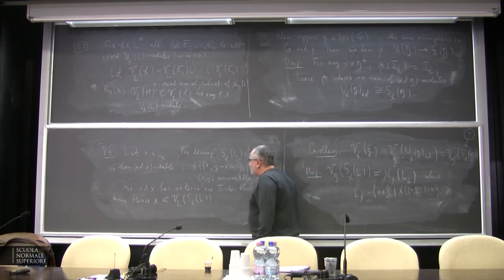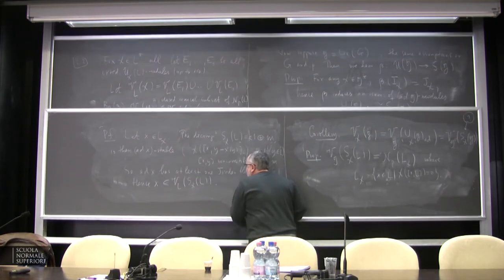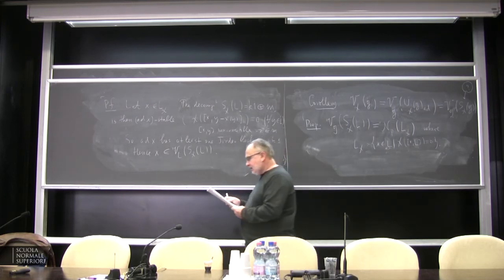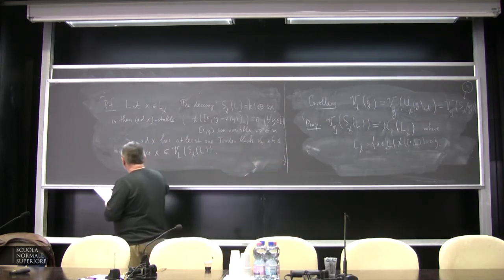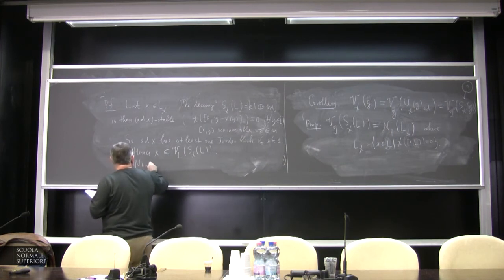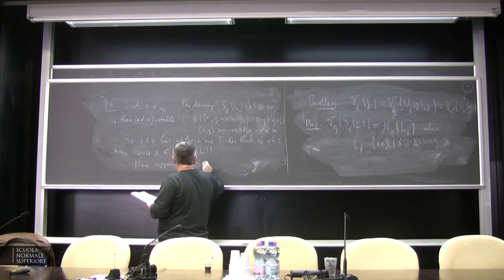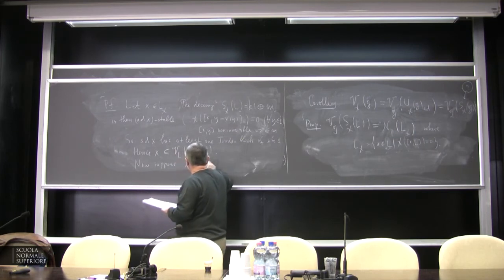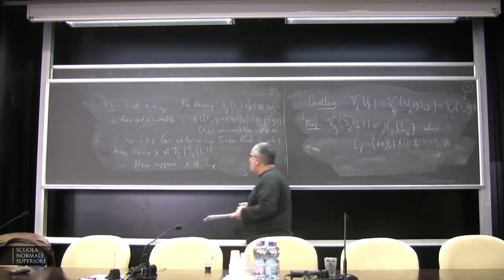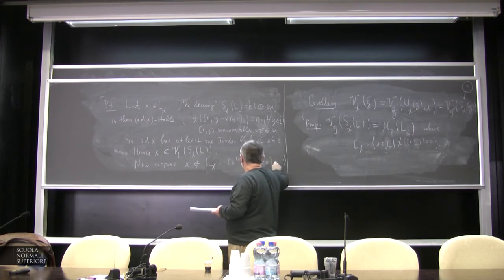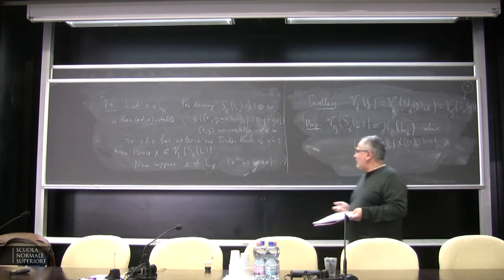So now, suppose now we have an element which does not belong. Now suppose that X does not belong to NP of, well, it's enough to assume it does not belong to L5, to the stabilizer. And we know x is nilpotent. X to the p is 0. And x is not 0. So these are our assumptions.